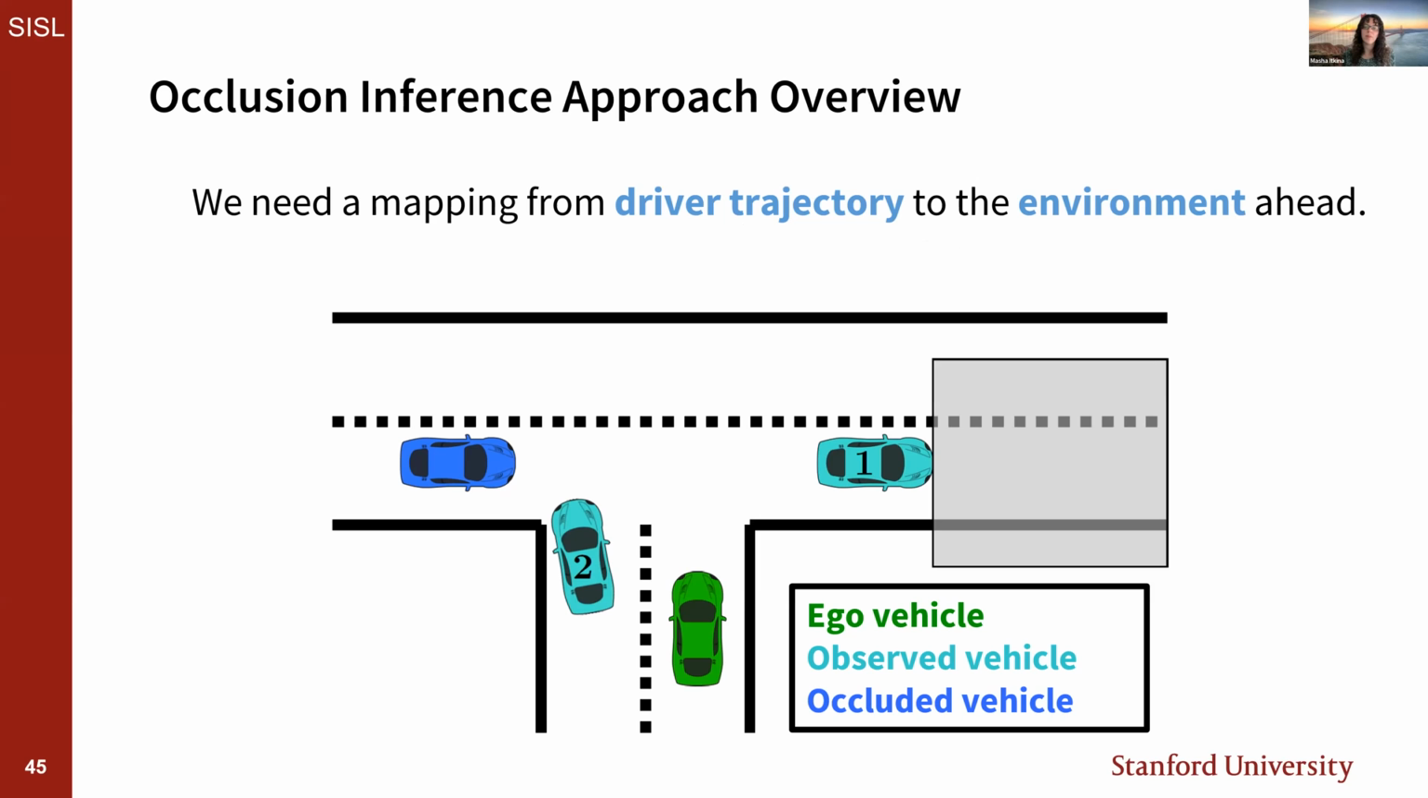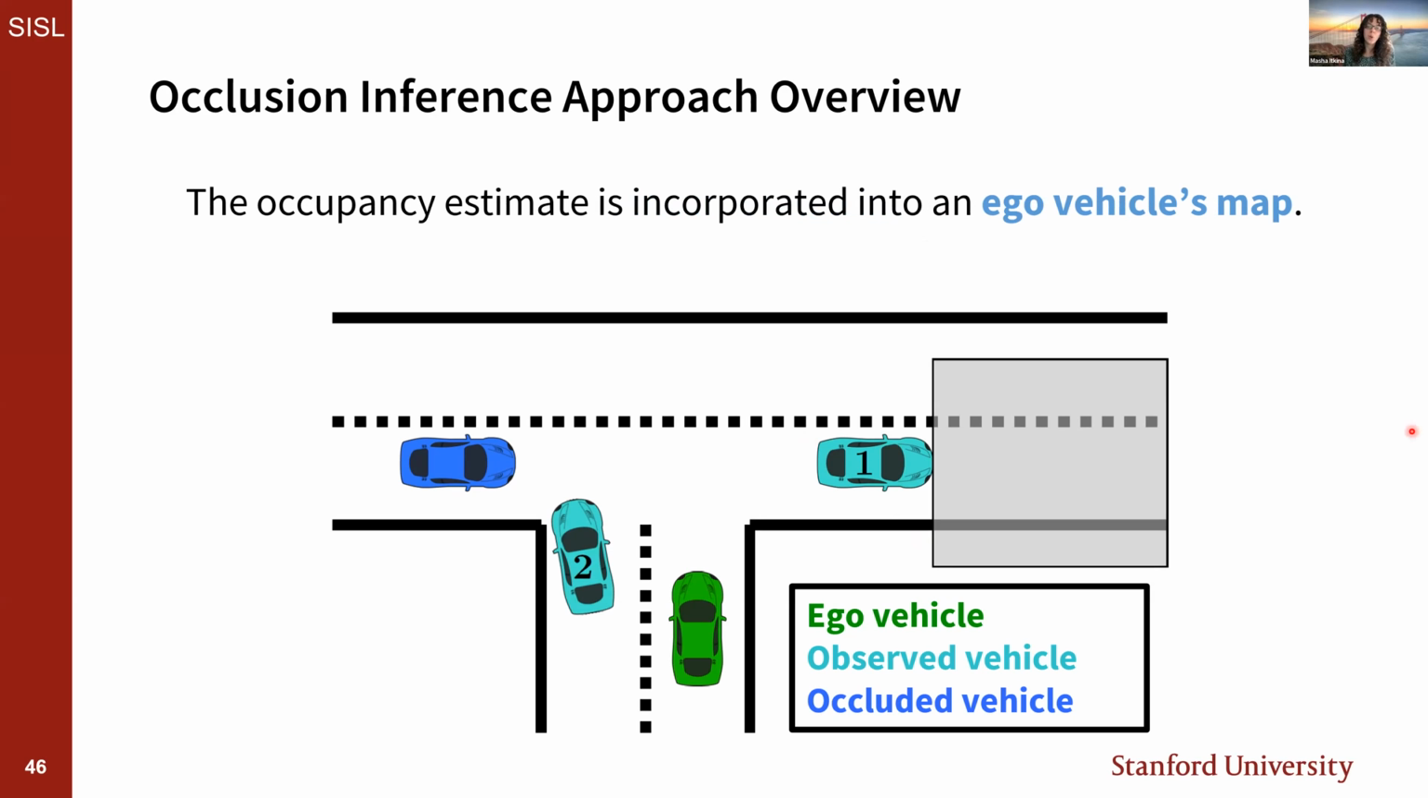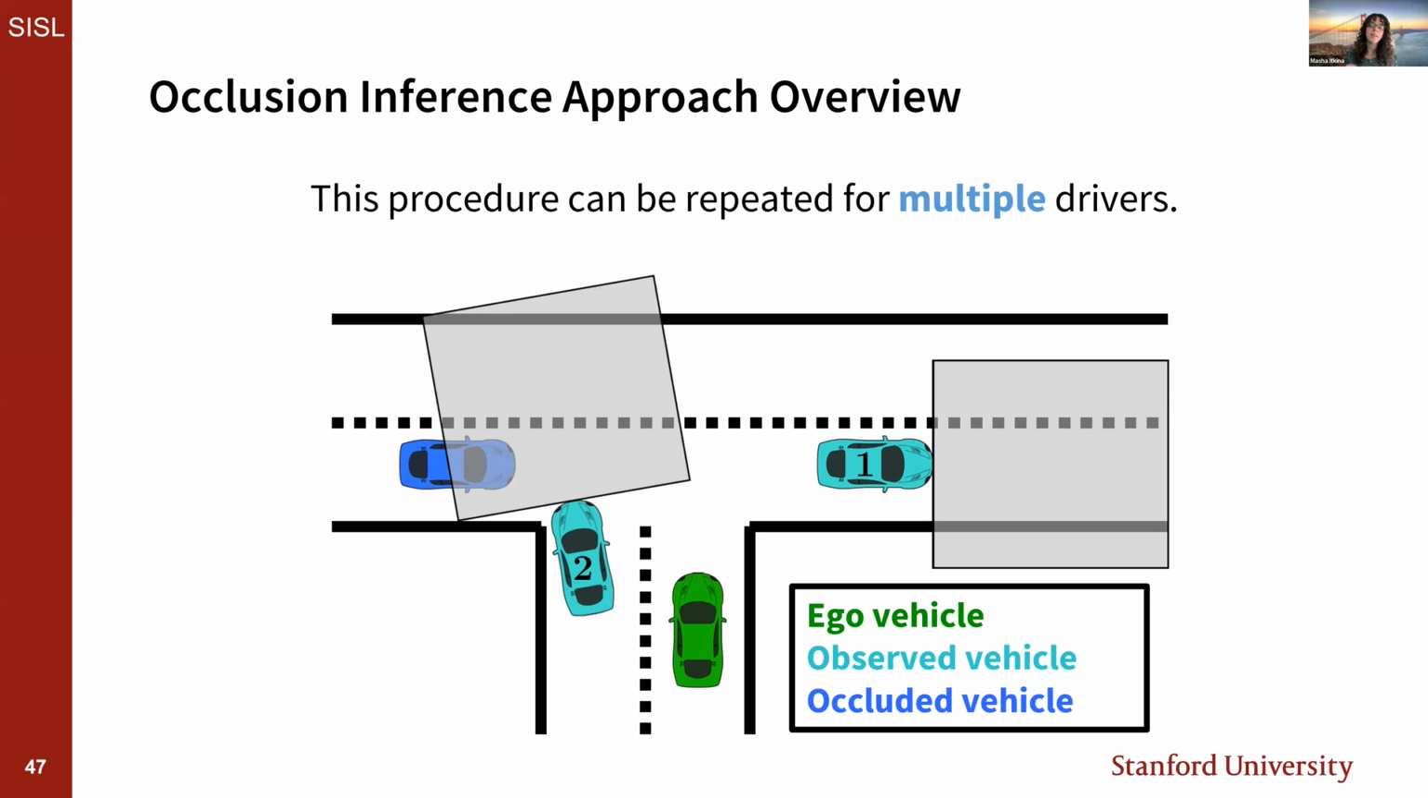First, we need a mapping from observed driver trajectory to the environment ahead of this driver, which can be represented as an OGM, as we had done before. We can then incorporate this estimated occupancy into the ego vehicle's map. This can be repeated for multiple observed drivers.